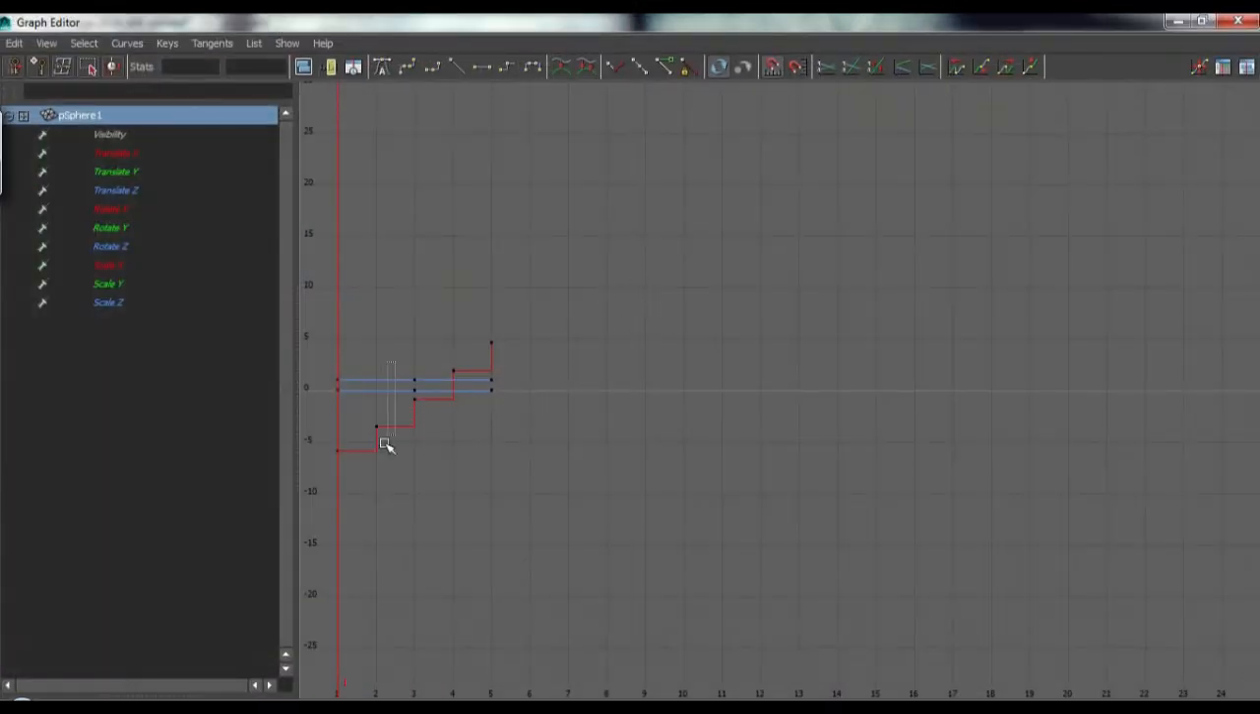See, if I make it auto tangent, let's make it linear tangent. Okay, see, you have already sculpted your graph editor.